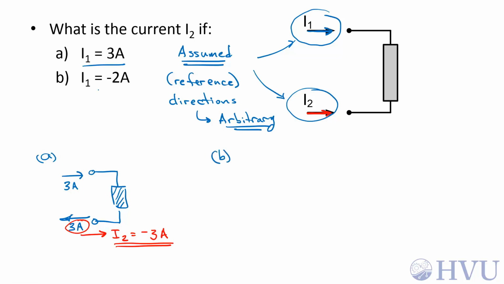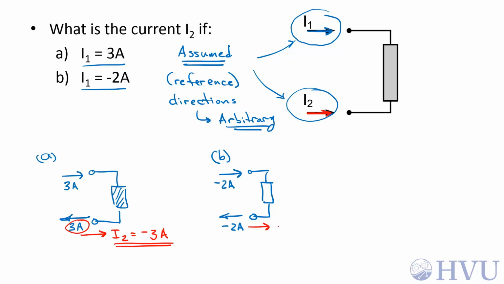For part B, I1 is negative 2 amps. I1 is defined positive going into the upper terminal, so I have negative 2 amps entering the upper terminal. I have to balance that with the same amount of current leaving the lower terminal, so I have negative 2 amps leaving the lower terminal.